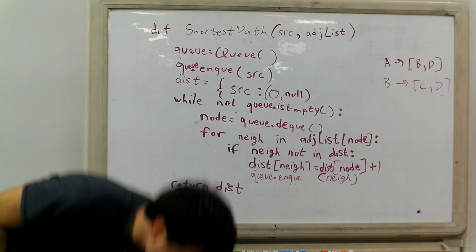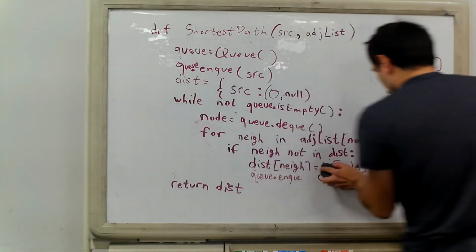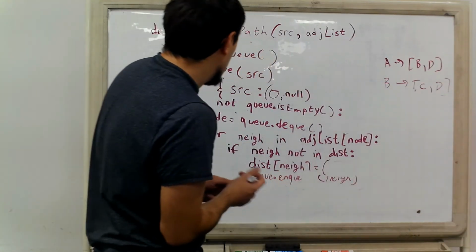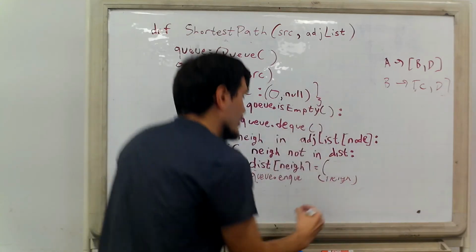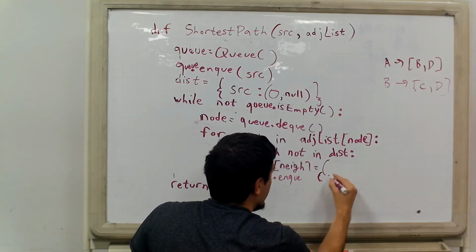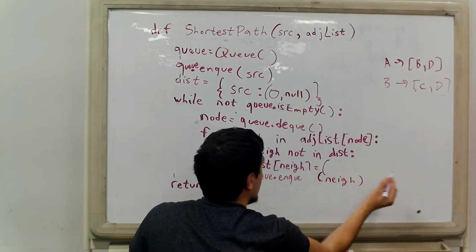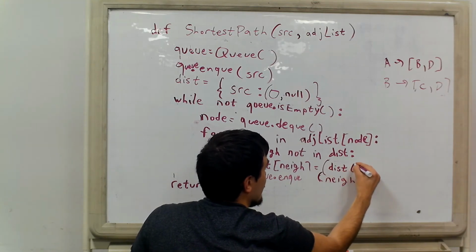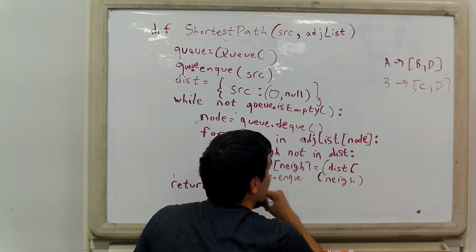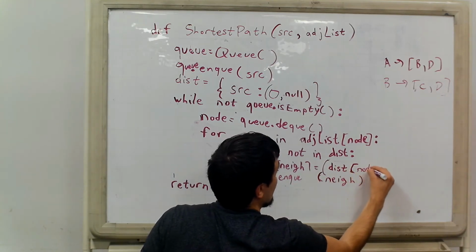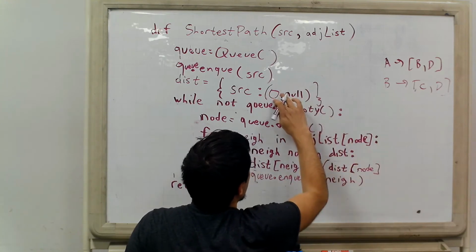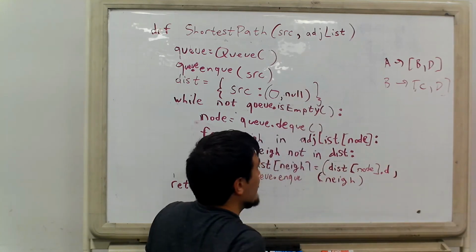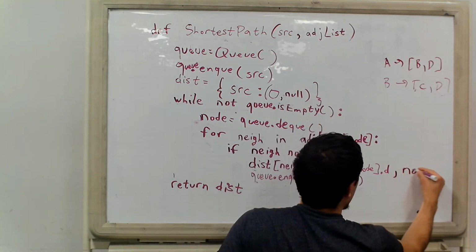Okay. So now here, when we assign this, we want to assign it to a pair. The pair that we're going to assign is going to be the distance first. So we still have to get distance of node. And distance of node is now a 2-pair, so get the first element, dot d, or whatever, call this first field d. And then the second element here is just going to be the node itself.